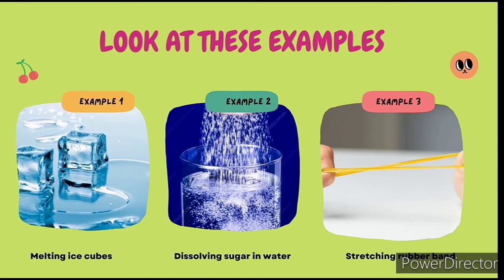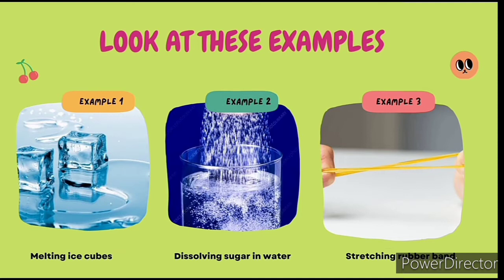Melting of ice cubes. So the ice cube melts into water, but the substance still remains. No new substance is formed. It melted into water, not something else. So dissolving of sugar into water, you still have your sugar, you still have your water. Then one significant thing about physical change of matter is it can still return back to its original state.